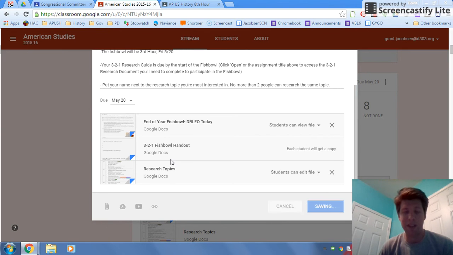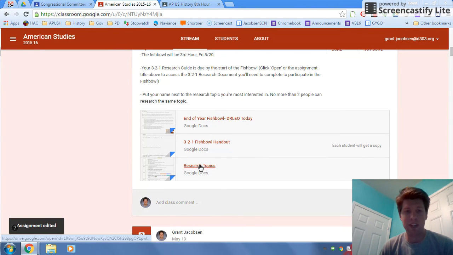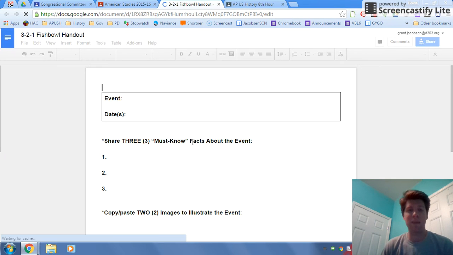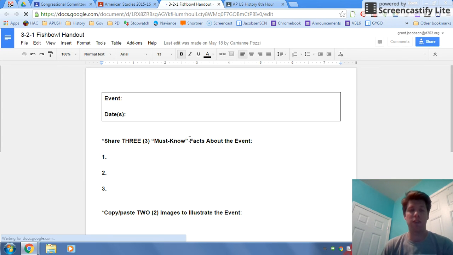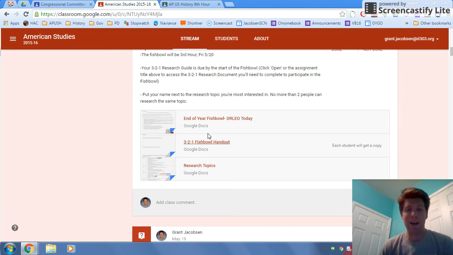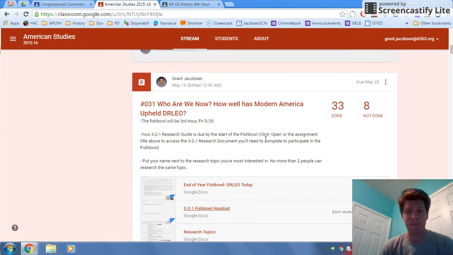One of the reasons why we did this for each of these is research topics. Every kid had to put their name next to one of the topics they could research. Here's just an overview of the entire assignment, what the fishbowl is going to be about, and then here's the actual research document that, when they open up the assignment, kind of like your Fusion project or your reflection journal, is already pre-made for them and they just have to type into it. And then they just go ahead and turn that in.